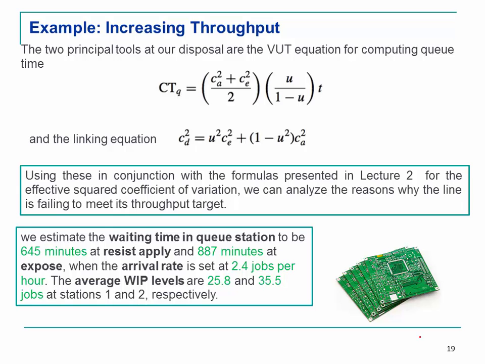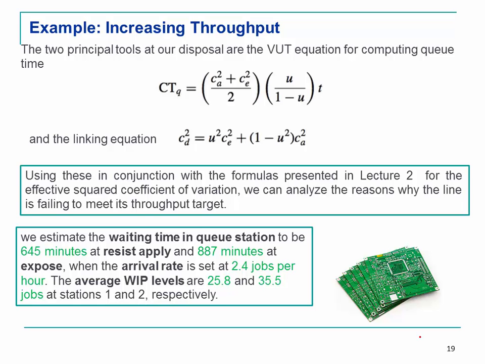So we estimated the waiting time in the queue to be 645 minutes at the resist supply and 887 minutes at exposure, when the arrival rate is set to 2.4 jobs per hour. So if we let the arrival rate be equal to our throughput, this is what we are going to observe based on the numbers that we have.